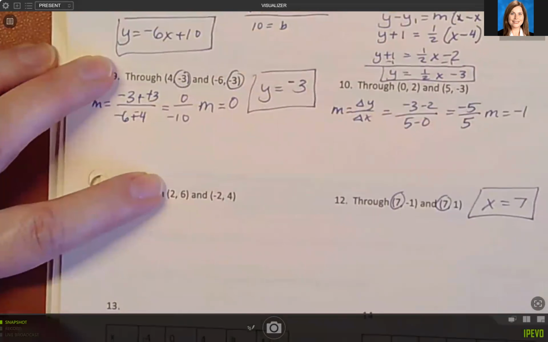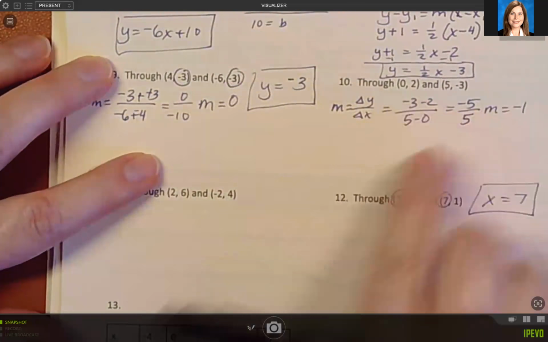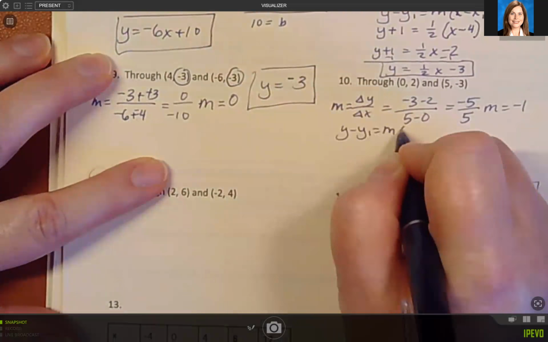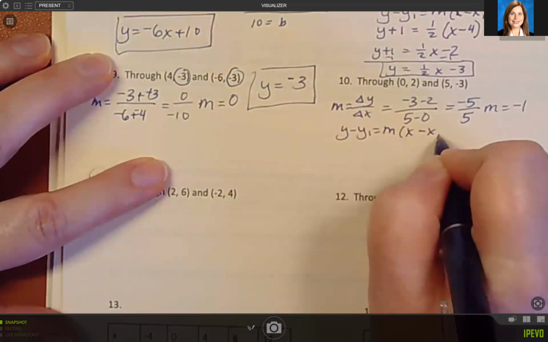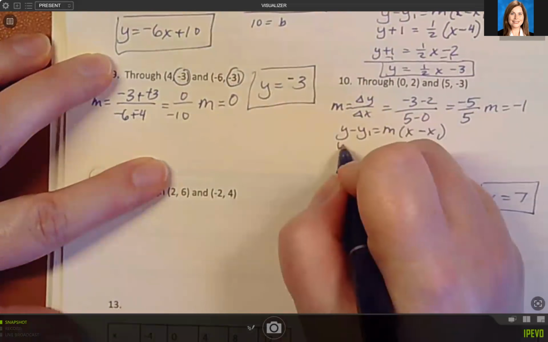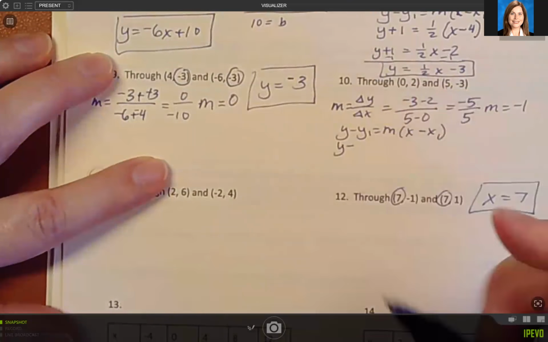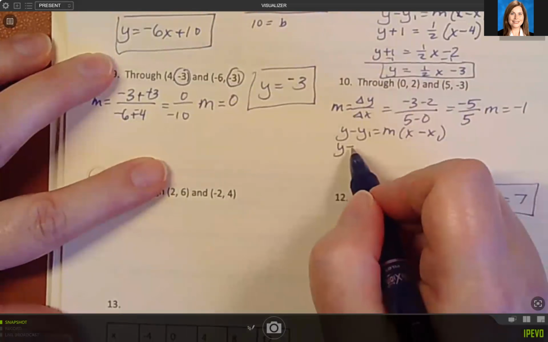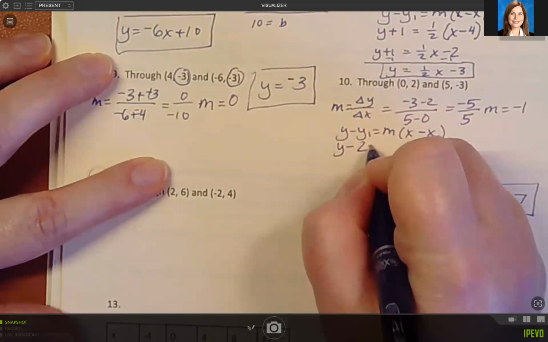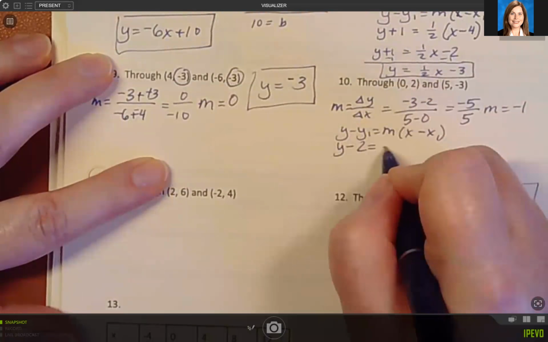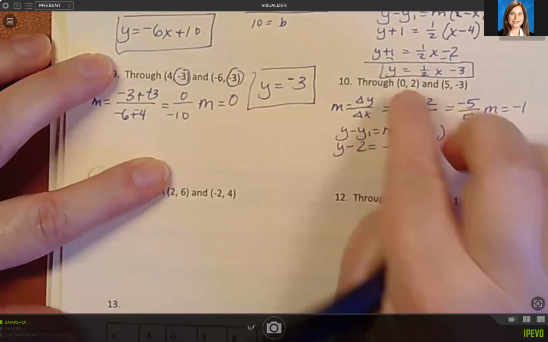And then you can substitute, let's go ahead and do point slope form. Okay, y minus y sub 1 equals m times the quantity x minus x sub 1. Y minus, and I'll choose the first point because I don't really want to have a negative value. That's just my personal preference. So y minus 2 equals m, which is -1, times the quantity x minus 0.